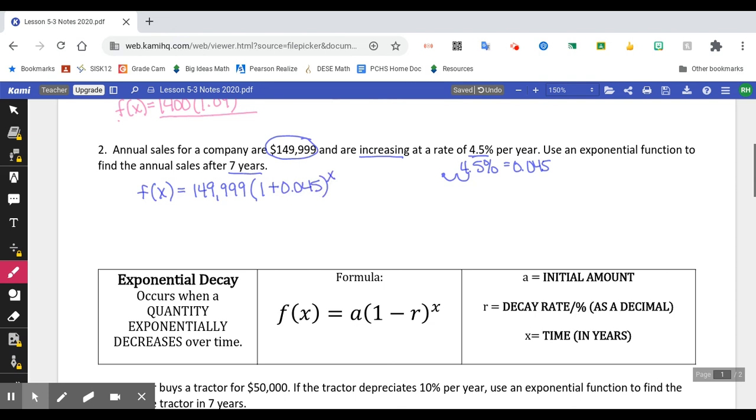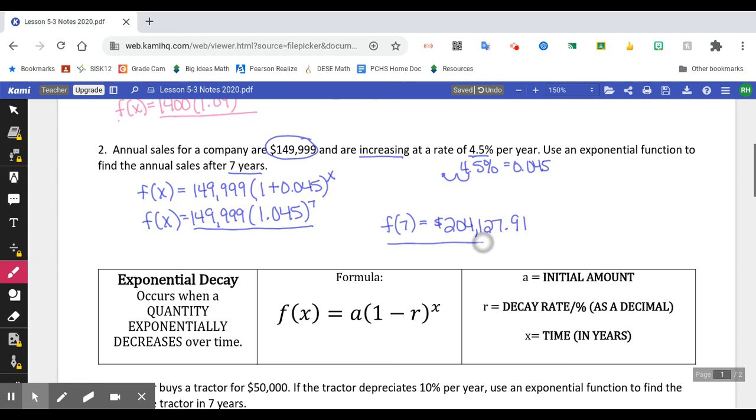Okay, again, if you wanted to add these together, you get 149,999. 1 plus this would be 1.045, which is bigger than 1, right? And then 7 years means I'm plugging in a 7 up here for my x. You have to multiply all the way through, so type this whole thing in your calculator. And when you do, we should get an answer of $204,127.91. Obviously an increase. Okay, so again, checking to make sure that's right. Okay, so that's an increase.